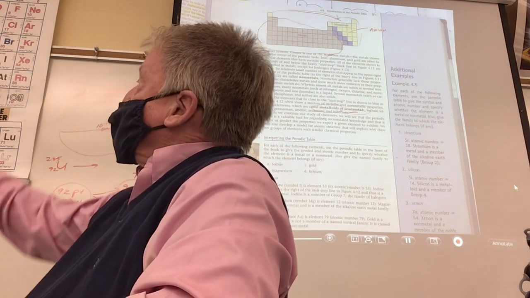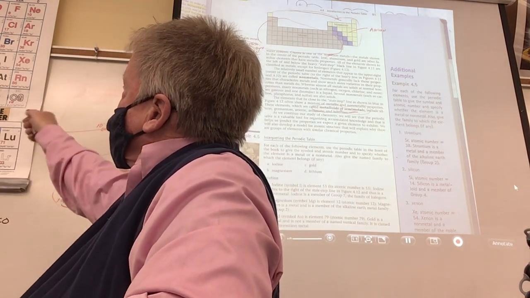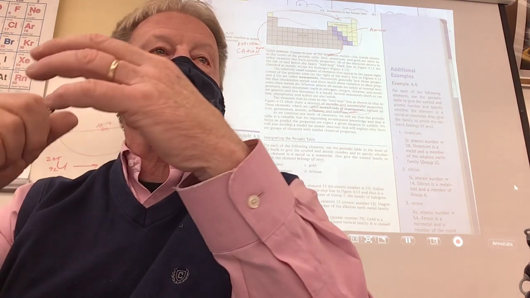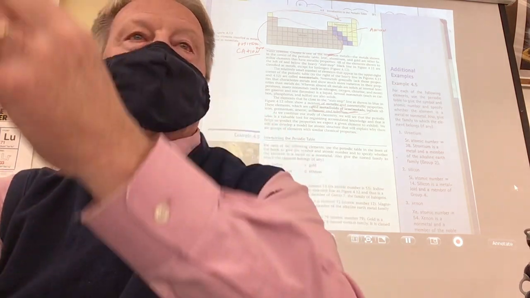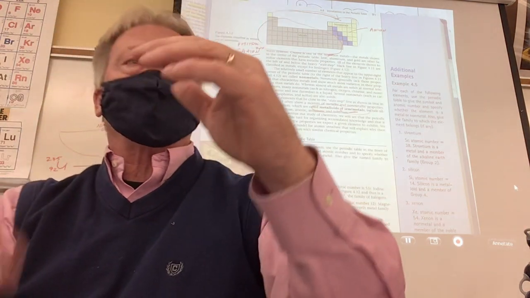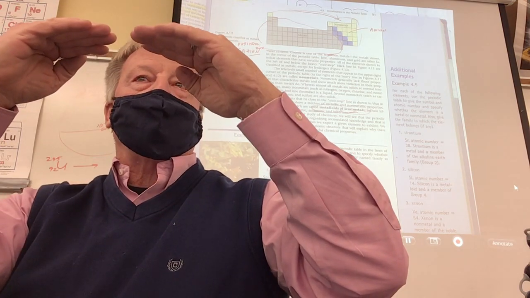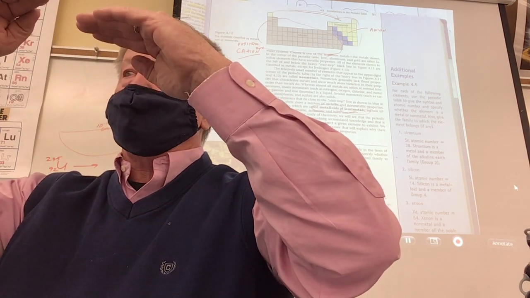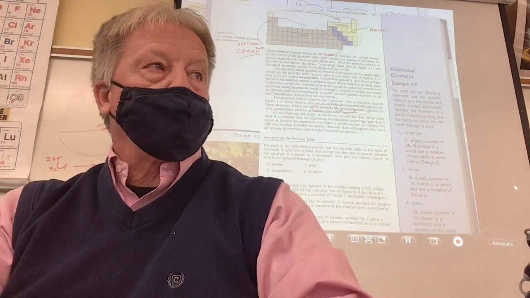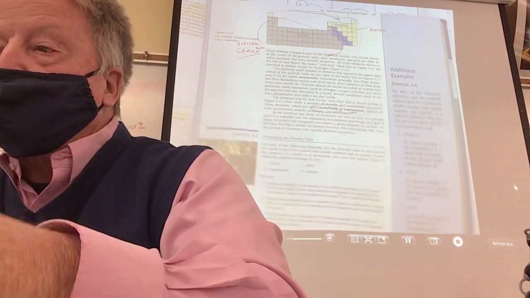Now, over here, including hydrogen, and through here, these are called the nonmetals. In a chemical reaction, they tend to want to steal or take away or gain 1, 2, or 3 electrons. What if they were neutral and then they get a negative electron? What kind of an ion do they become? A negative ion.